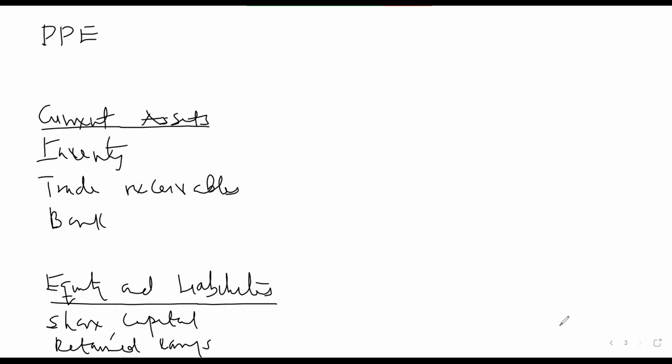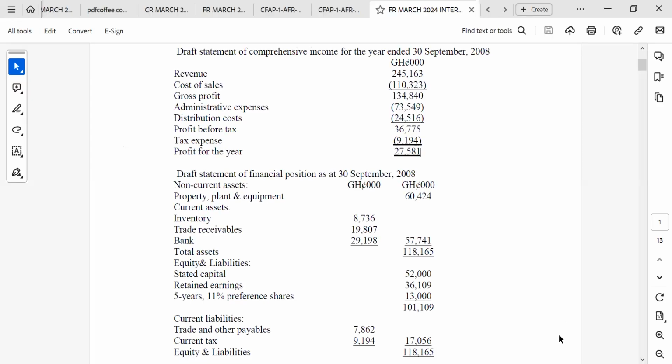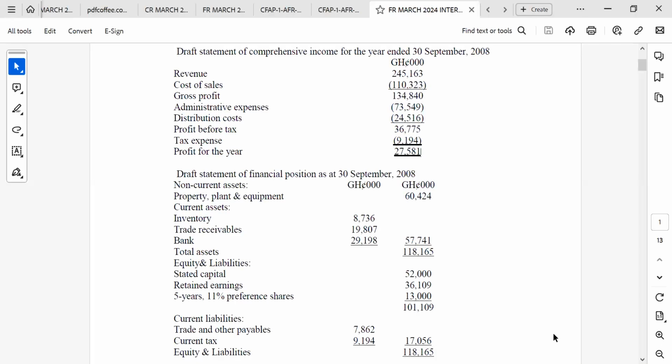Okay. Then what will be the next item? Then we have a preference share. Okay. A 5-year, 11% preference share. The preference share might be redeemable or irredeemable. So you leave it and see whether it will be treated as part of equity or it will be treated as a debt. Okay. So there will be a footnote relating to the preference shares there. Okay. So what do we have?